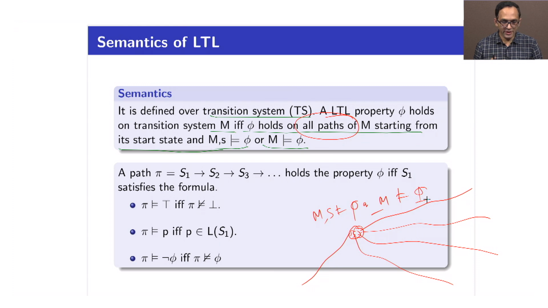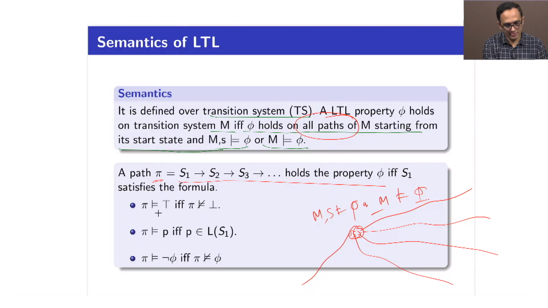Now, let us define all possible scenarios and their semantics. Okay. So, I have already considered a path pi, which is S1, S2, S3 and so on, infinite, in this transition system M. I am saying some formula phi holds in this path, and I am just defining how it works on one path, and then you can use the same notion for all paths, right. So, if the formula is true, then pi satisfies true, and pi does not satisfy false. This is obvious, right.